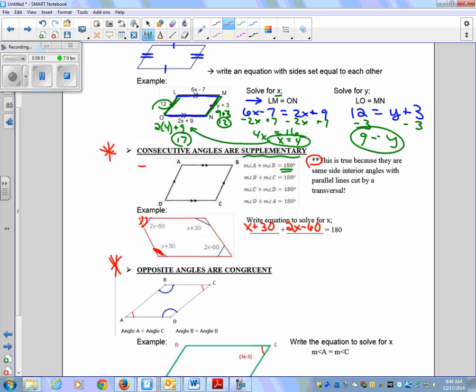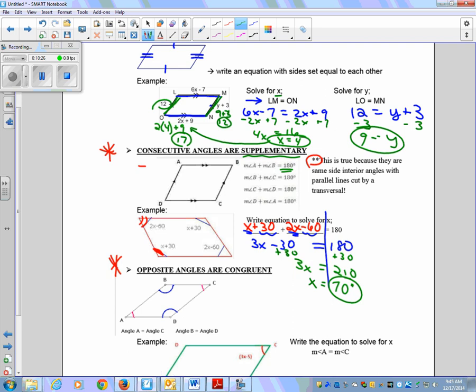So consecutive angles are supplementary, so x plus 30 plus 2x minus 60 equals 180. Remember, your equal sign is there, so you have to combine like terms first. 3x, and then negative 60 and positive 30 is negative 30, equals 180. Solve for x, and x equals 70 degrees.